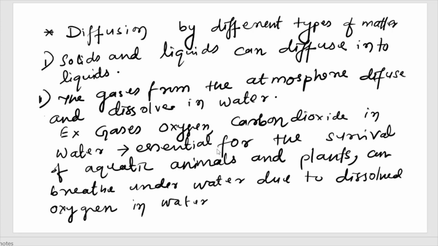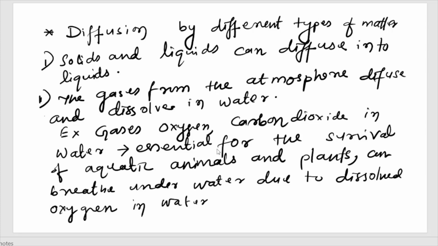Suppose you add a solid, like a sugar piece or potassium permanganate, pink colored crystals, into water, which is a liquid. It can diffuse. That is intermixing of the particles of their own. The gases from the atmosphere diffuse in and dissolve in water. There are so many gases in the atmosphere, simple gases and compound gases. Hydrogen, helium, neon, oxygen, fluorine are simple gases. Carbon dioxide and ammonia are molecular compounds, that is, gas compounds.